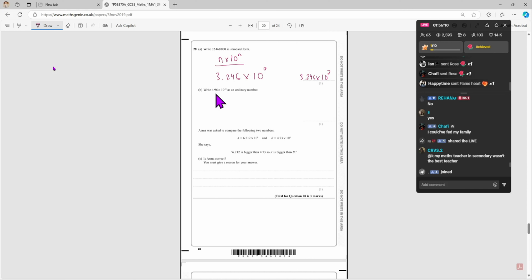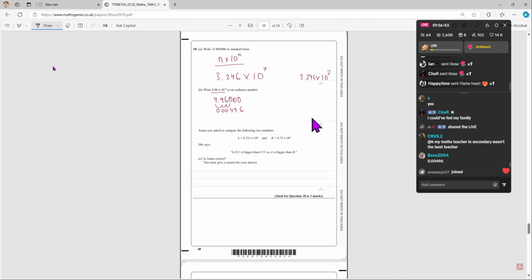Now we need to write 4.96 times 10 to the power of -3 as an ordinary number. So we just have to convert this standard form into a normal number. So we have 4.96, and we know that it's going to be 10 to the power -3. That just means that we have to move the decimal point 3 spaces to the left. So move this 1, 2, 3 to the left. So we have 0.00496. That's going to be the answer, 0.00496.